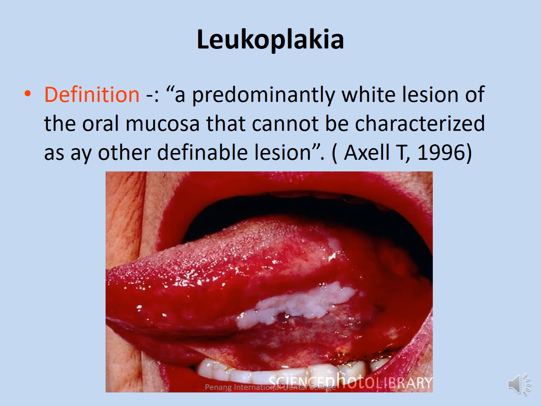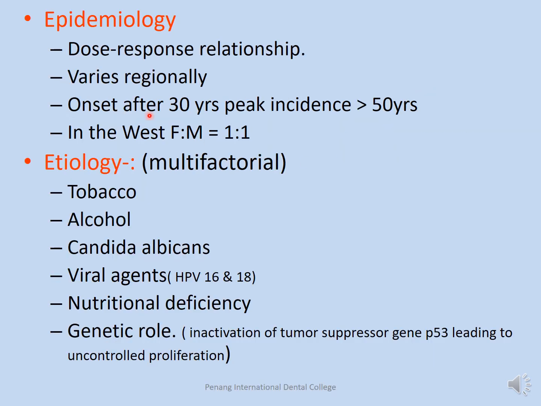That means all the other causes: traumatic, infective, neoplastic, hereditary, or dermatological, from the previous slide where I explained the various causes. When it does not fit in any of those categories, that's when we call it leukoplakia. Now, leukoplakia has a dose response relationship with tobacco. It is commonly seen in tobacco users. The more you use either smoked tobacco or smokeless tobacco, the higher the chance of developing leukoplakia.